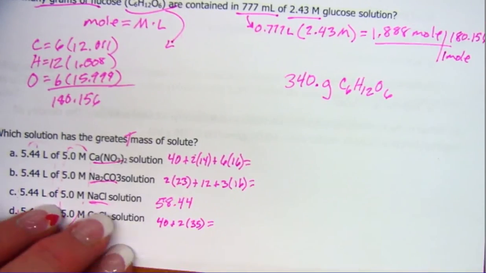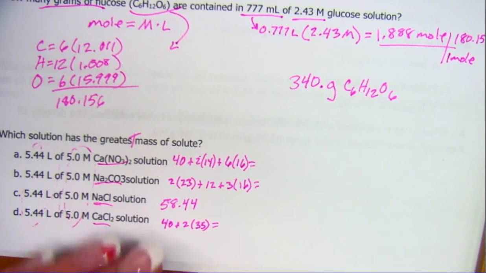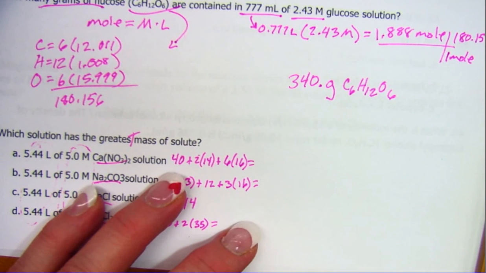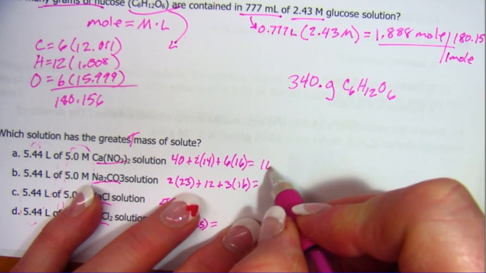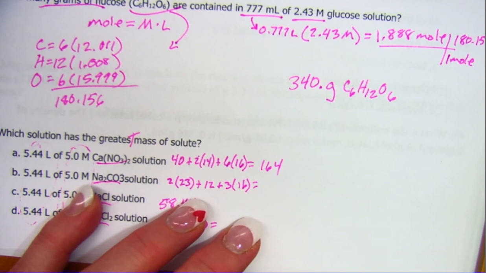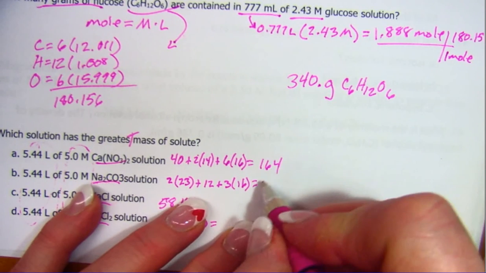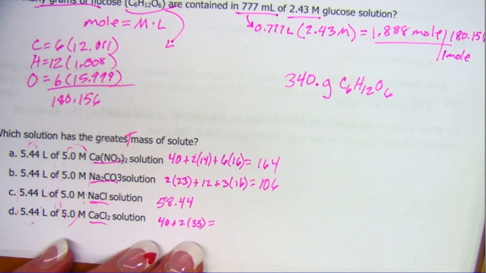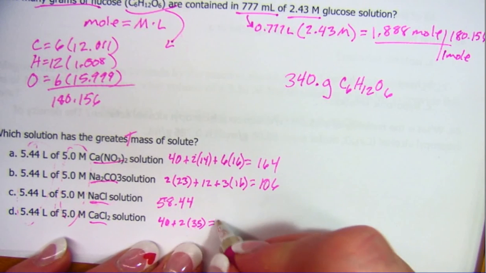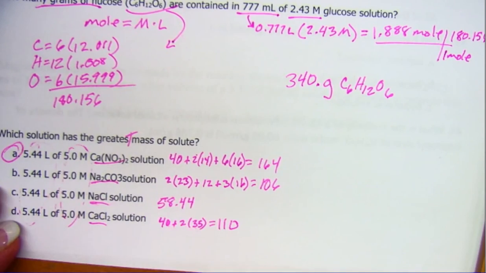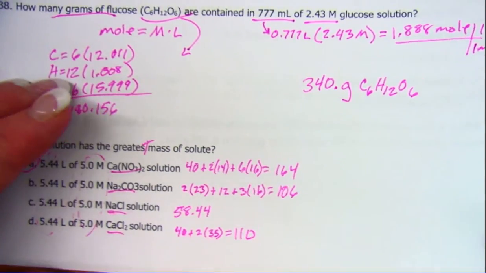And we're going to get answers here, just real fast, dirty answers, not exact ones. So we've got 40 plus 28 plus 6 times 16, and we end up with 164. We got 2 times 23 plus 12 plus 3 times 16, and we get 106. And then this one is 2 times 35 plus 40, and we get 110. So you can see that one's going to have the greatest solid. So that's real quick. All right, gotta hurry.